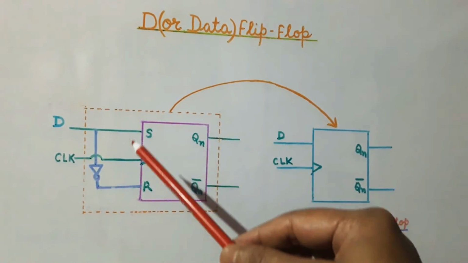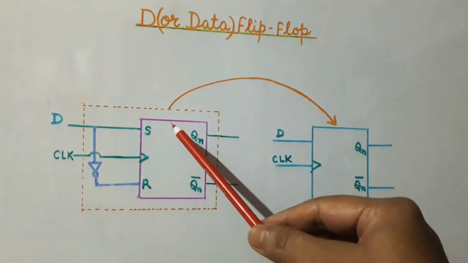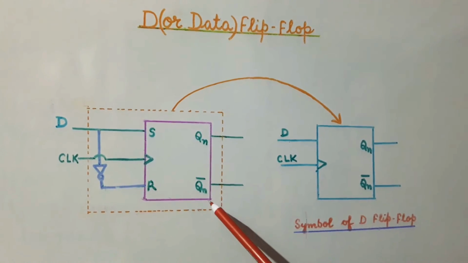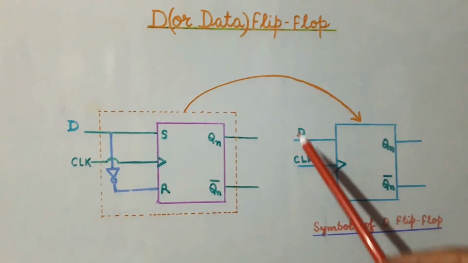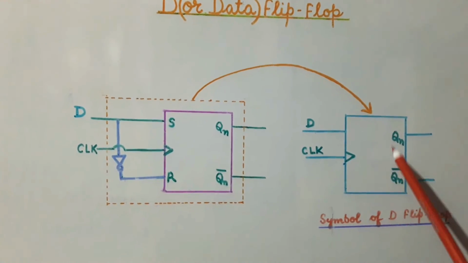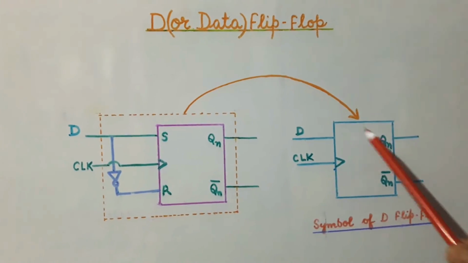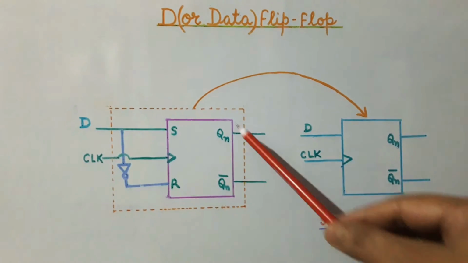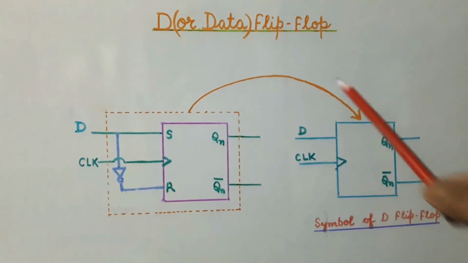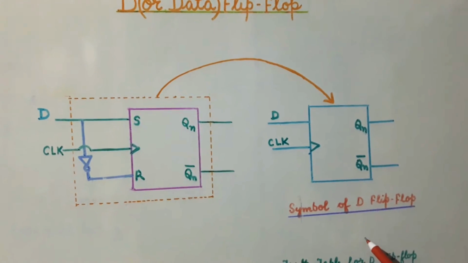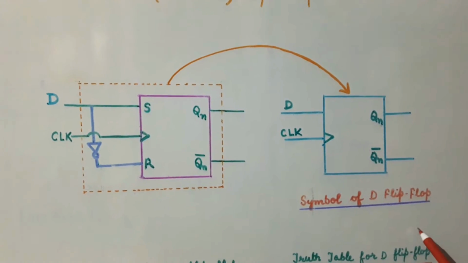This is what we are doing here to obtain a D flip-flop by using an SR flip-flop. So, we can make a D flip-flop like this. This is how we make a D flip-flop. Now, this entire circuit is contained in this box, and this is the symbol of the D flip-flop.